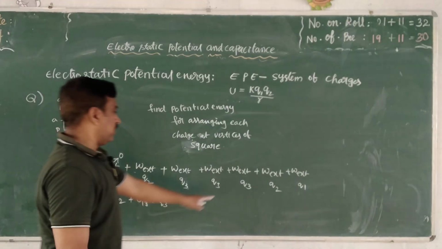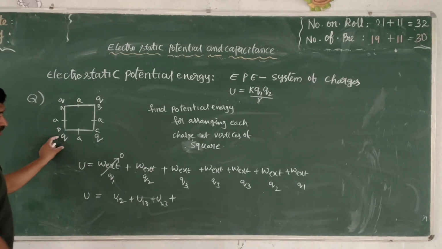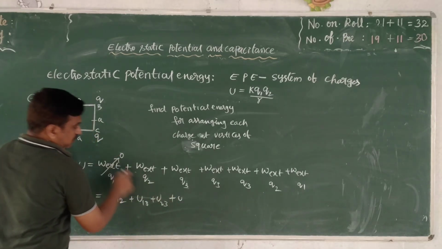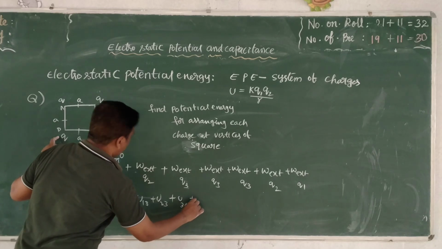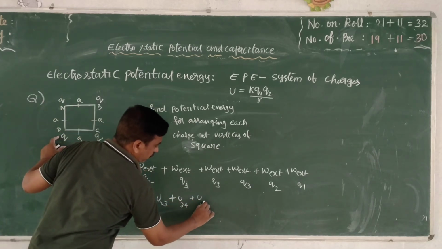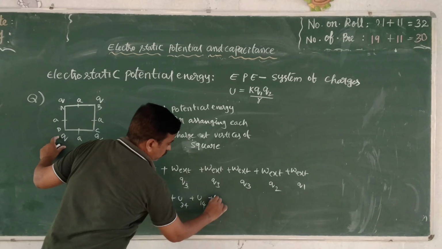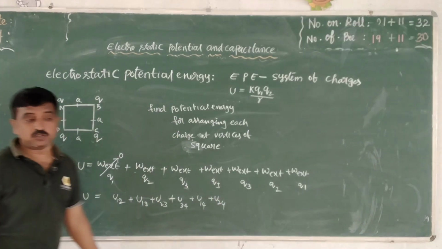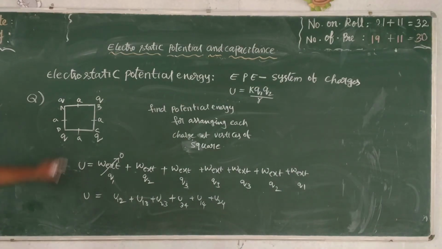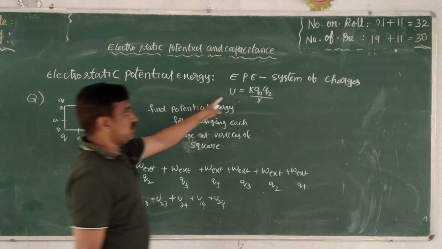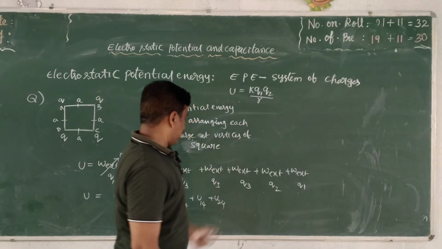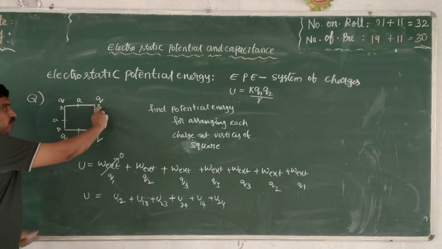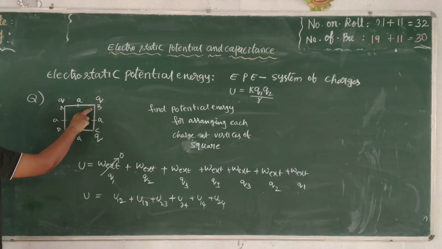Next, for arranging q4, due to this one potential U14, due to this one U24, and U34. See, here totally how many potentials are there? 1, 2, 3, 4, 5, 6 potentials, 6 work done, 6 electric potentials. What is the formula for potential energy? U equals k q1 q2 by r. So for arranging, each pair has one potential energy.